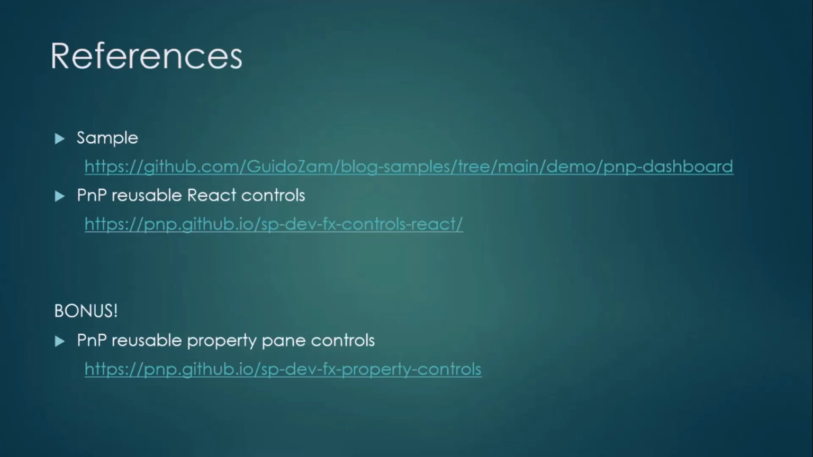The first one is my sample, if you want to check this out. The second one is the PnP Reusable React Controls GitHub repo. And finally, there's also the PnP Reusable Property Pane Controls, which is pretty useful and allows you to have more ready-to-go controls to put in the web part control pane.